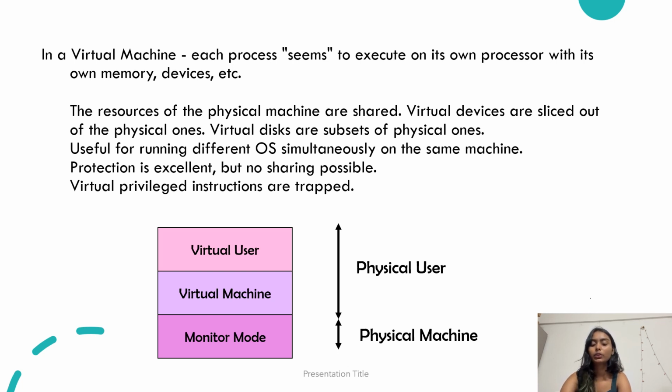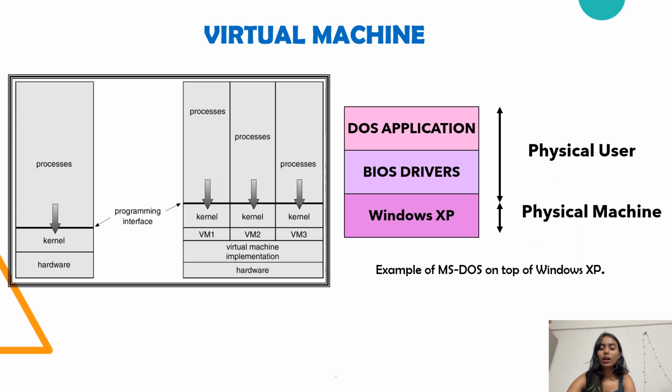Protection is excellent, but no sharing is possible. Virtual privileged instructions are trapped. So here physical users are virtual user and virtual machine, and physical machine is monitor mode. And so here is an example of virtual machine, and we can see how processors, kernel, hardware, virtual machine 1, 2, 3, these all work. And then physical user is DOS application, BIOS drivers, and physical machine is Windows XP. This is an example of MS-DOS on top of Windows XP.